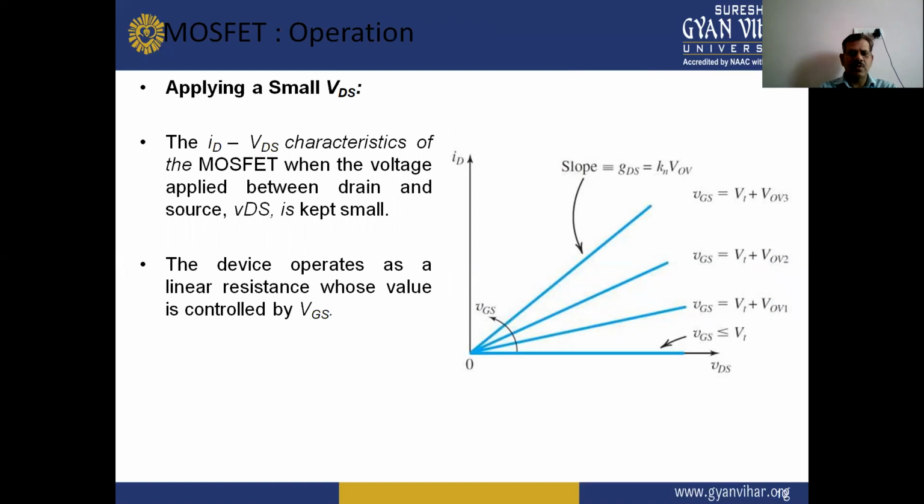Now, applying a small VDS, here are the ID versus VDS characteristics of the MOSFET. So these are the characteristics of the MOSFET between drain current versus drain to source voltage for different VGS, gate to source voltage. When the voltage applied between drain and source, VDS, is kept small, the device operates as a linear resistance whose value is controlled by the voltage between gate and source. So in this VI characteristics of the MOSFET, there are different values of VGS, and this is the graph between ID versus VDS.